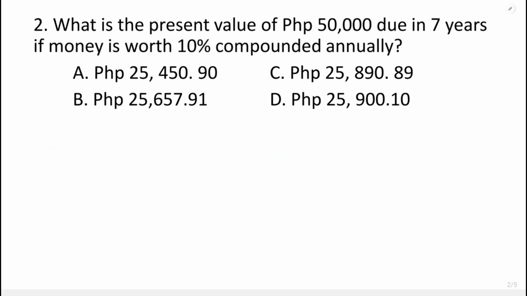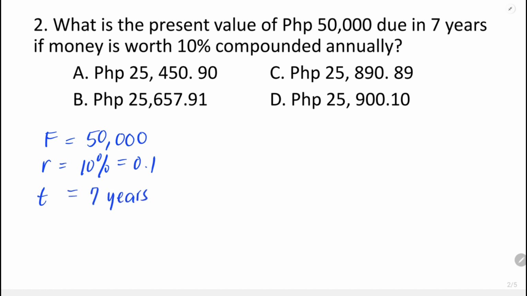What is the present value of 50,000 due in 7 years if money is worth 10% compounded annually? Our given is F. F is 50,000. The interest rate is 10% or equivalent to 0.1. Ang T natin is 7 years. So, ano po ang hinahanap? Ang hinahanap natin is P.